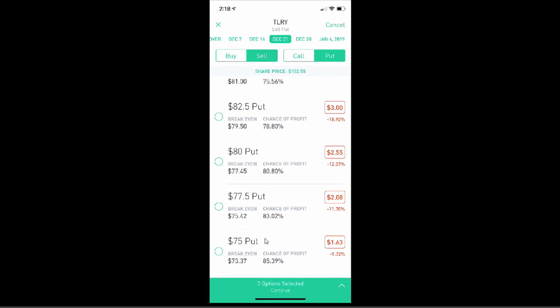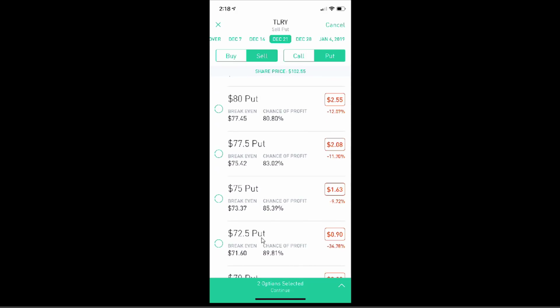I need to have it at that 85% chance of profit. Excuse me. All right, so I click sell the 75. You always want to sell the bottom of the leg, okay? In this case, since we're upside down with the puts, it's above, all right? But it's always going to be more expensive. This one's 163 versus 90, okay?